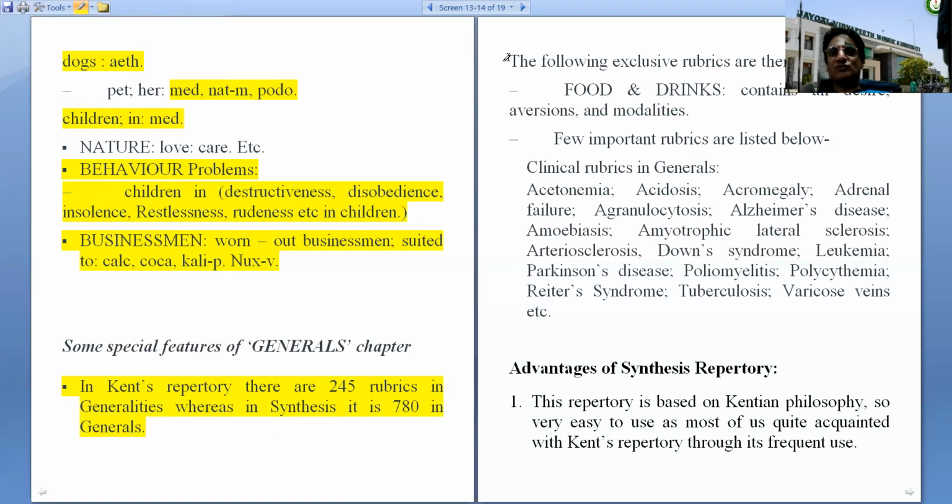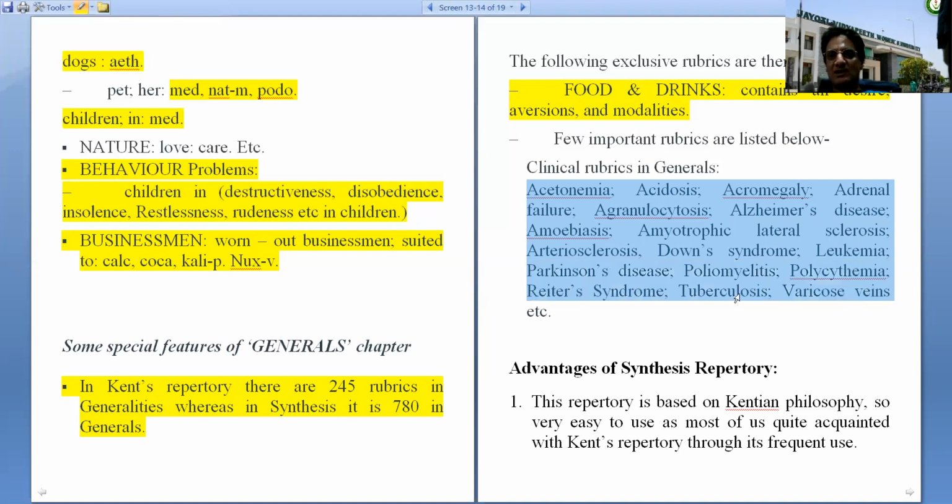So the following exclusive rubrics are there in generals in Synthesis. It is food and drinks, which contain all desires and aversions. Then rubrics like acetonemia, acidosis, acromegaly, adrenal failure, agranulocytosis, Alzheimer's, arteriosclerosis, Down syndrome, leukemia, poliomyelitis, polycythemia, tuberculosis, varicose veins. So all these rubrics are mentioned in generals.